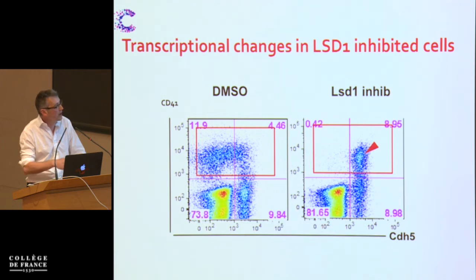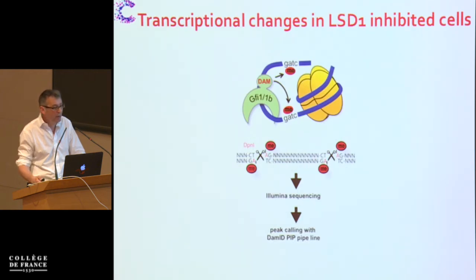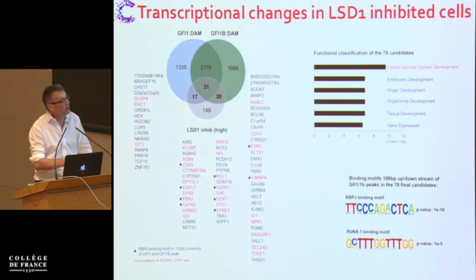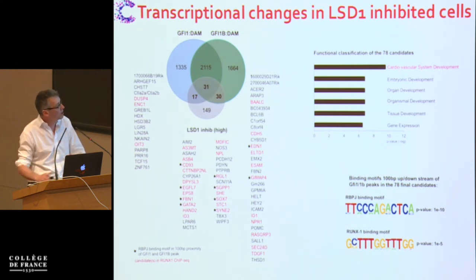To do this, we did RNA-seq between the cells progressing and the cells blocked. We also did DamID for GFI1 and GFI1b binding. If we put all this together, we get a restricted set of genes. But what was really striking is that a lot of these genes are endothelial genes. And also, a lot of these genes have RUNX1 binding, and a lot of genes also have Notch1 binding, which we know is an important player in this endothelial to hematopoietic transition.